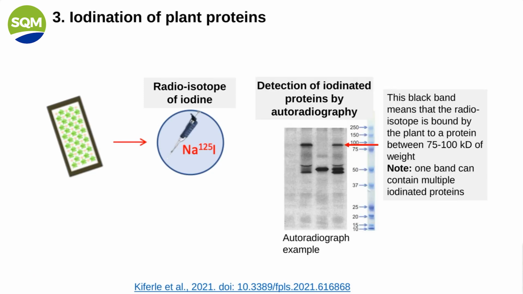Now, to find back proteins which contain this radioactive iodine, a technology called autoradiography was used. This is an example to explain how the results look. If you look at the black band where this red arrow points, this band means that the radioisotope is bound by the plant to a protein between 75 and 100 kilodalton of weight. Important to notice that this black band can contain multiple proteins to which iodine is bound.